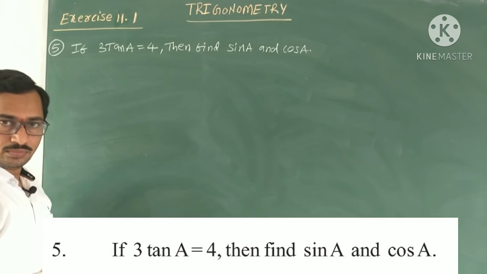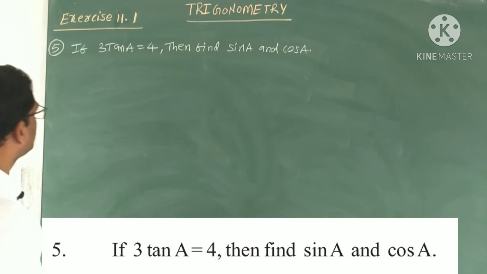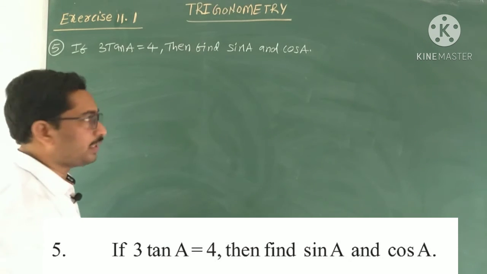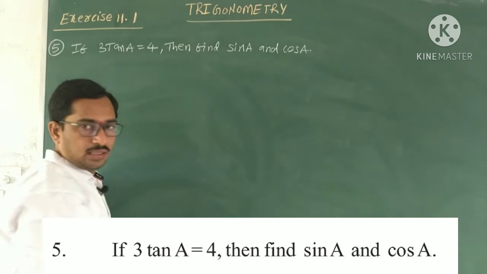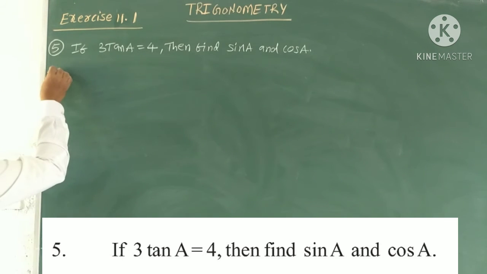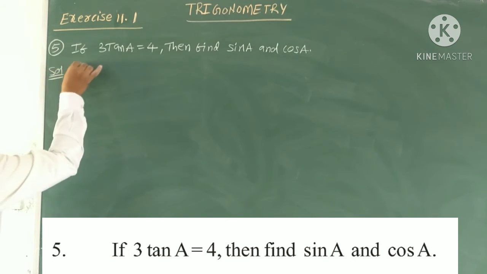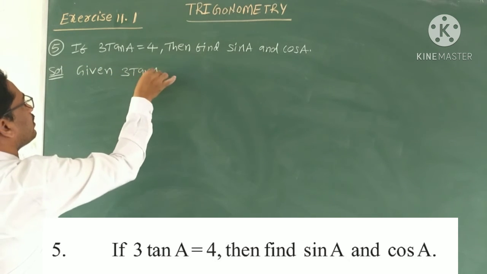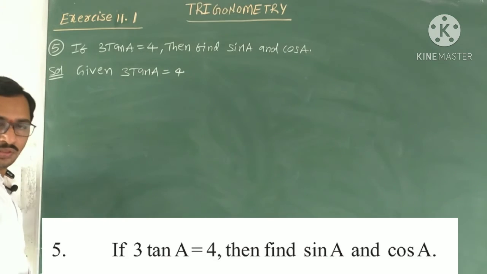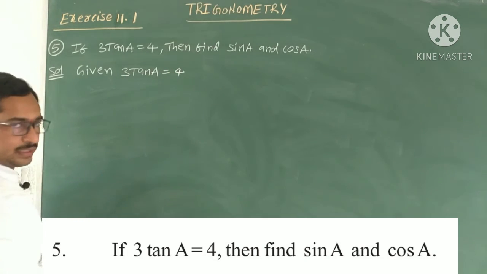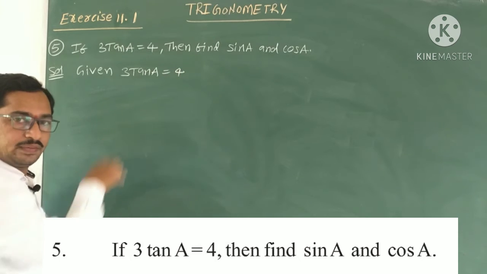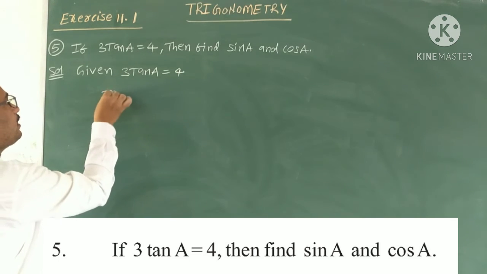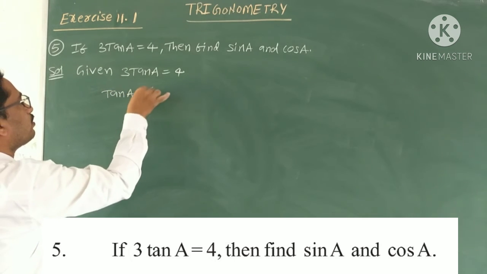See, fifth problem is similar to the fourth problem. If 3 tan A equal to 4, then find sin A and cos A. So write the given data, the solution. Given 3 tan A equal to 4. Now transpose the 3 to the right side. It is in multiplication on the left, so on the right side it is in division, in the denominator. So tan A equal to 4 by 3.